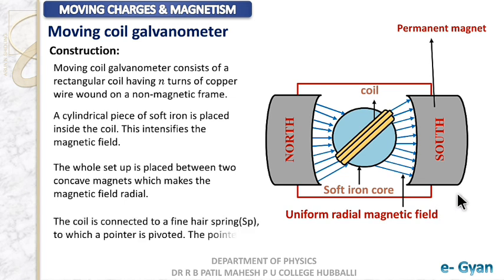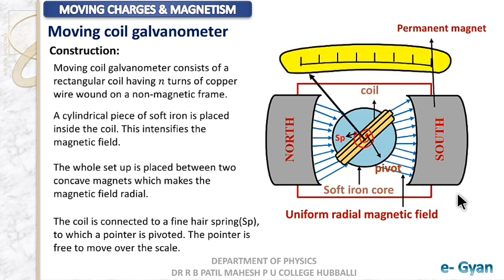Further, the coil is connected to a fine hairspring which is further connected to a pointer, and this pointer will be moving freely on the scale. Once current flows through this coil, then it starts deflecting due to the presence of the magnetic field around it. Let us try to proceed and understand the theory of it.